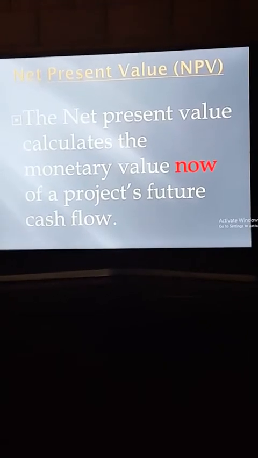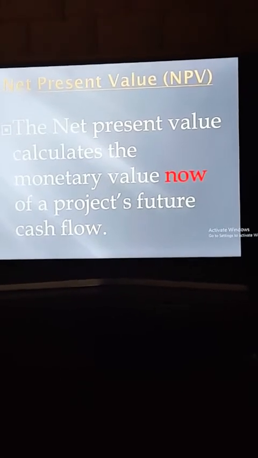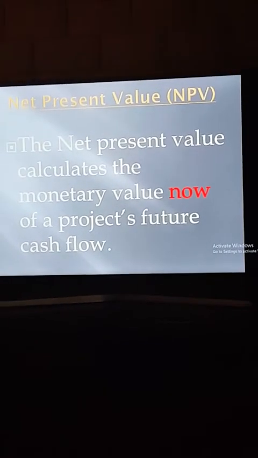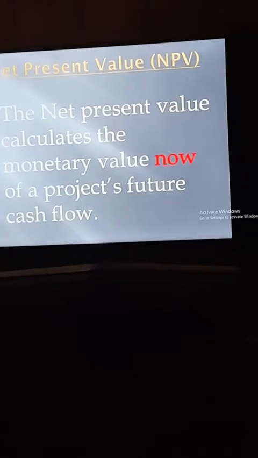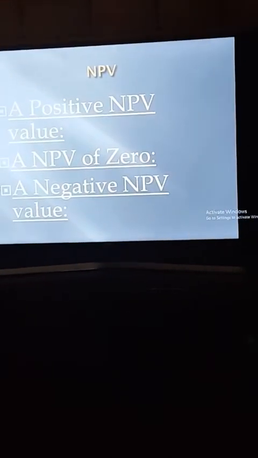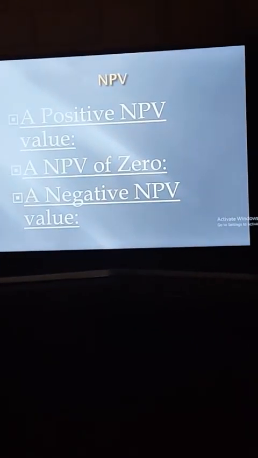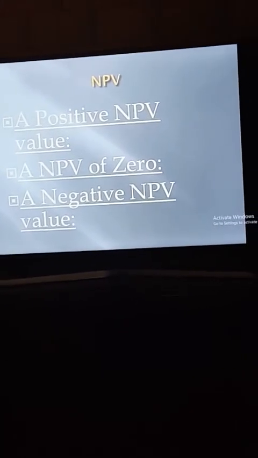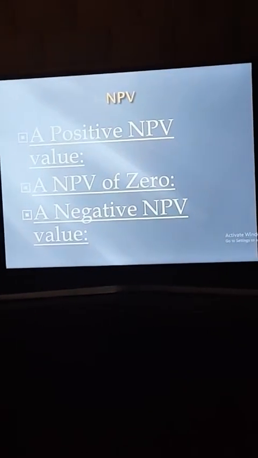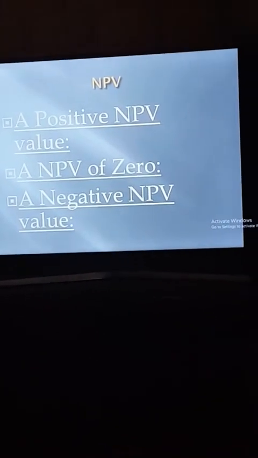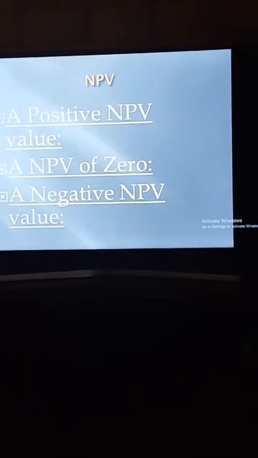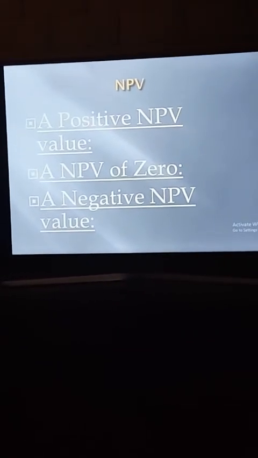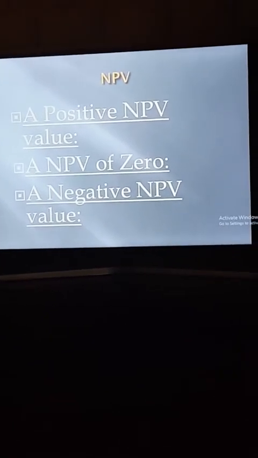So basically, net present value is trying to see how much money is being put into the investment and how much money will eventually come out of the investment. Net present value has three outcomes within this idea: a positive net present value, a net present value of 0, and a negative net present value. A positive net present value is acceptable.